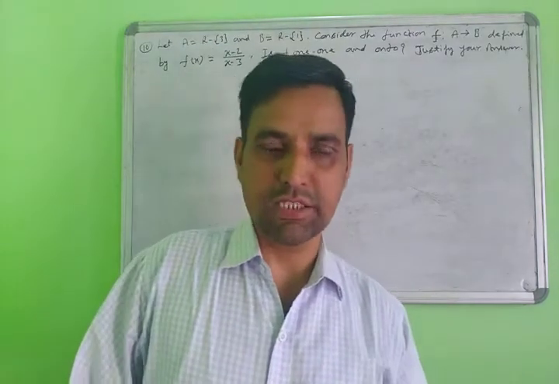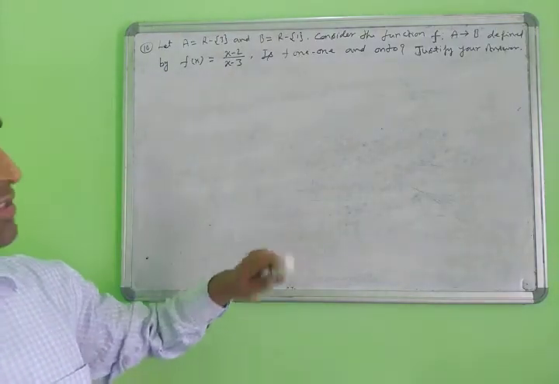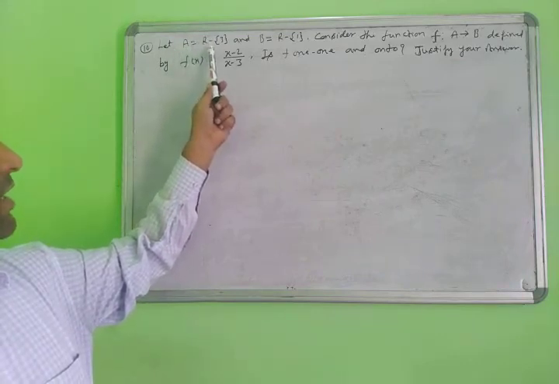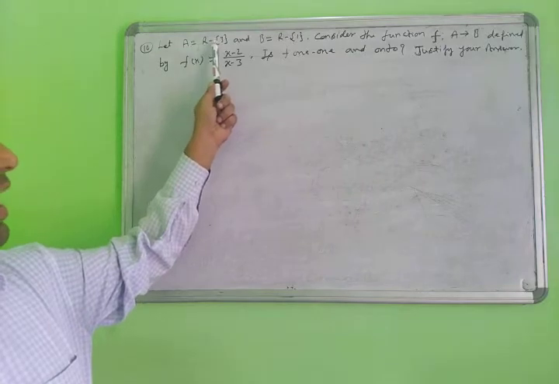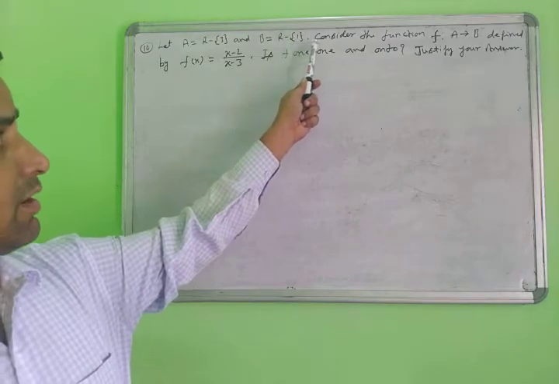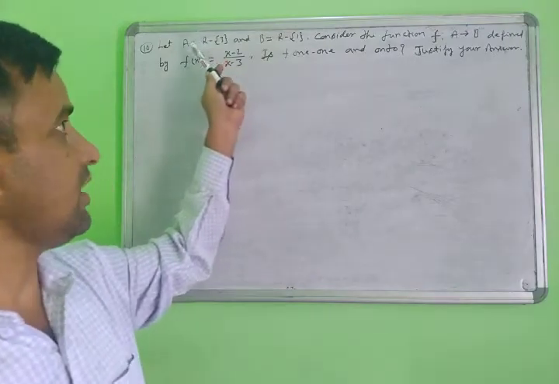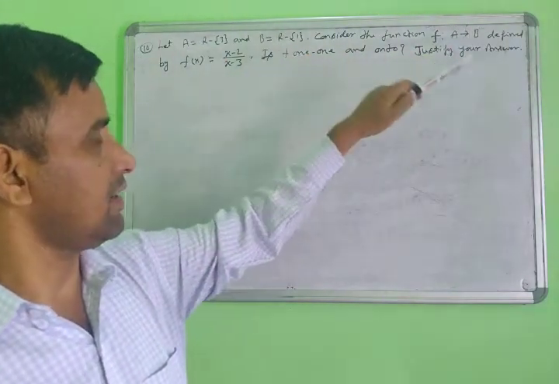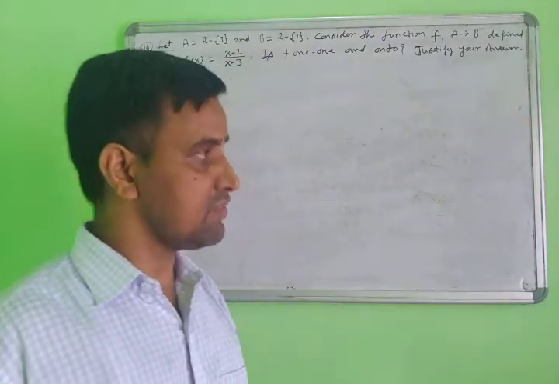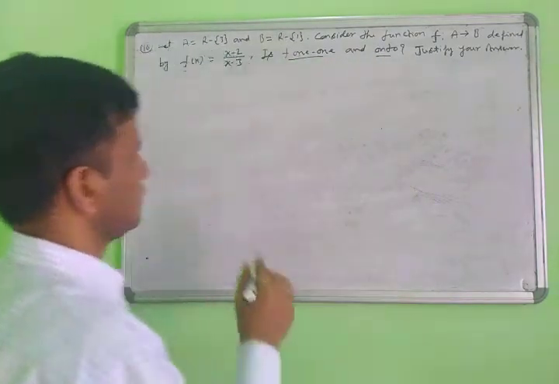Yes, students. Next I am taking question number 10, a different type of question here. Let A be the set of all real numbers except 3, and B the set of all real numbers except 1. Consider the function f from A to B, where A represents the domain and B the codomain, defined by the given function. We have to prove that this function is 1-1 and onto. Yes, now start the solution here.